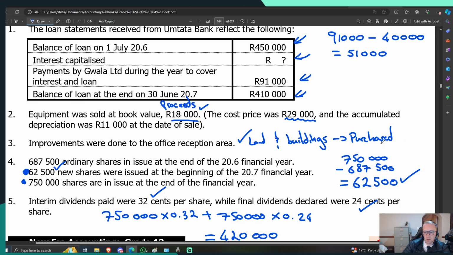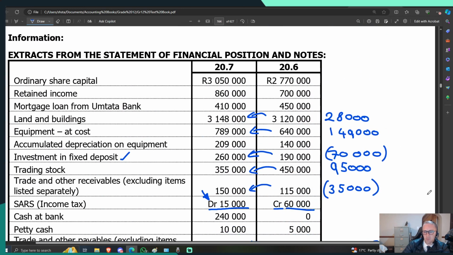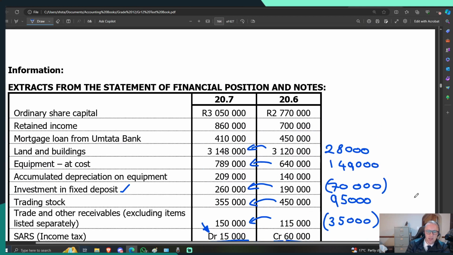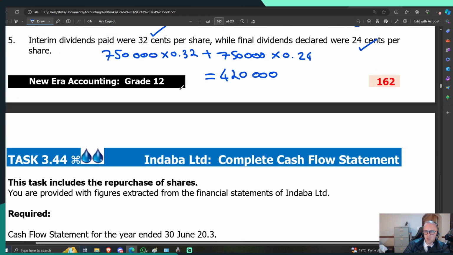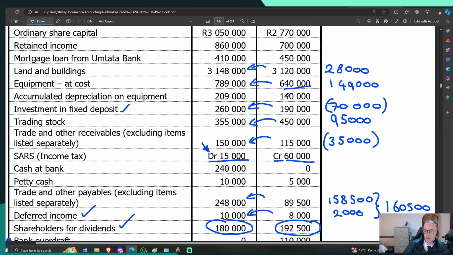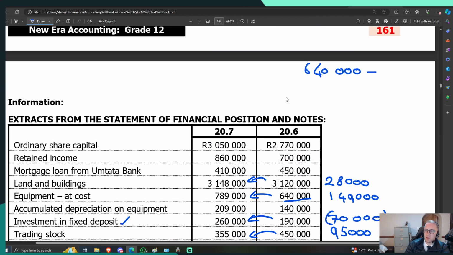in equipment. So we went from, I'm going to write it up here, equipment of 640,000. We then sold, how much was it? 30,000 maybe? We sold 29,000. We then sold 29,000 rands worth of equipment. Then we bought some other amount, which gave us, at the end of the financial year, 789,000 rands worth of equipment. So let's work backwards. I'm going to do it on my calculator.